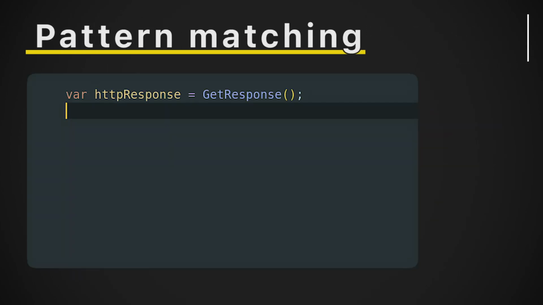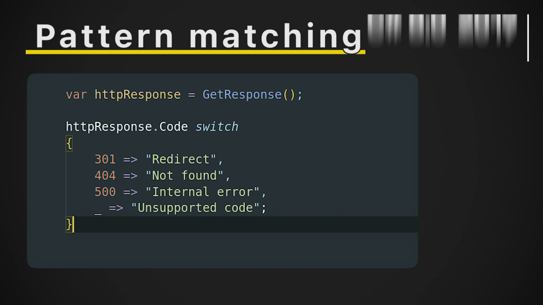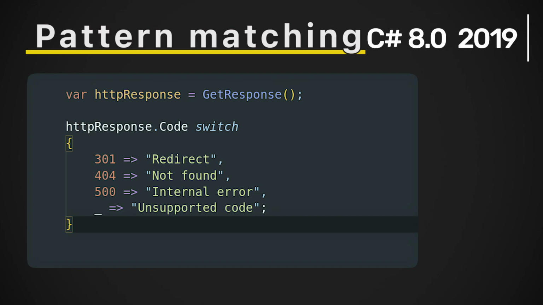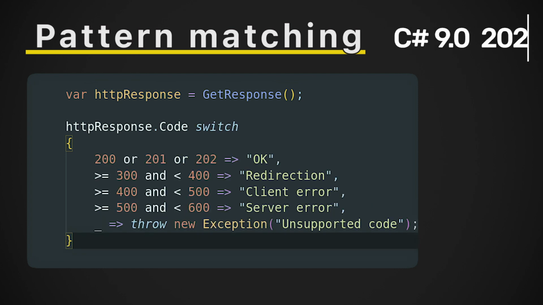With C#1, we can create a simple switch statement. Starting with C#8, pattern matching is available, and we can use the discard symbol as the default parameter, or even throw an exception in it. C#9 adds relational patterns like less than or more than, and logical patterns like and or operators.